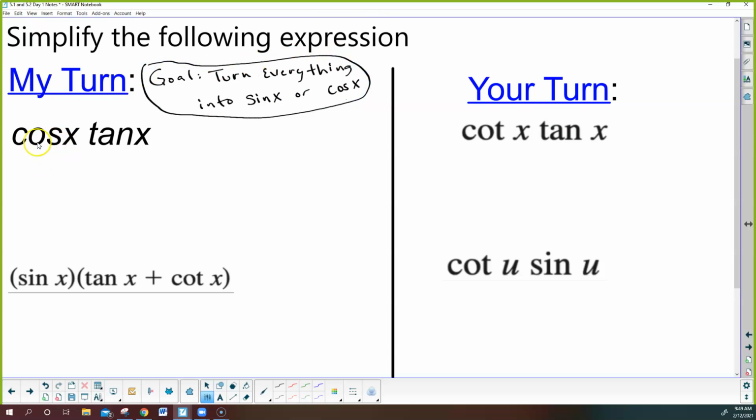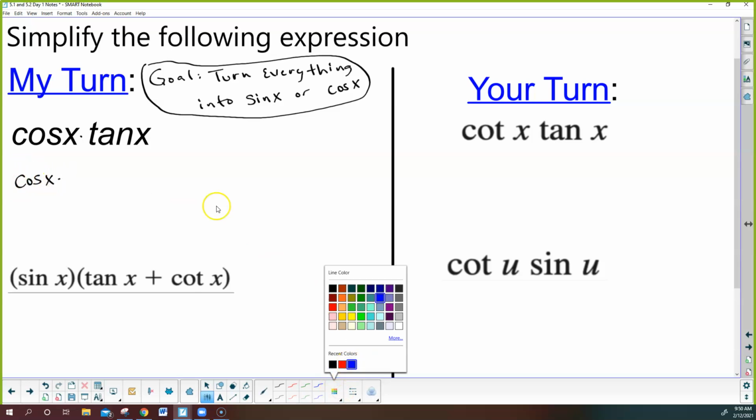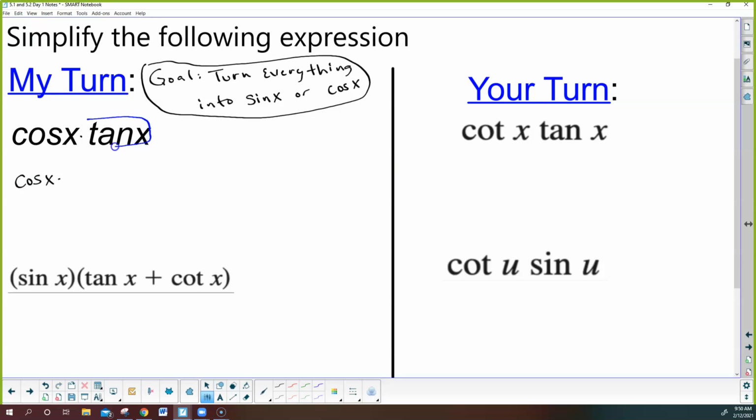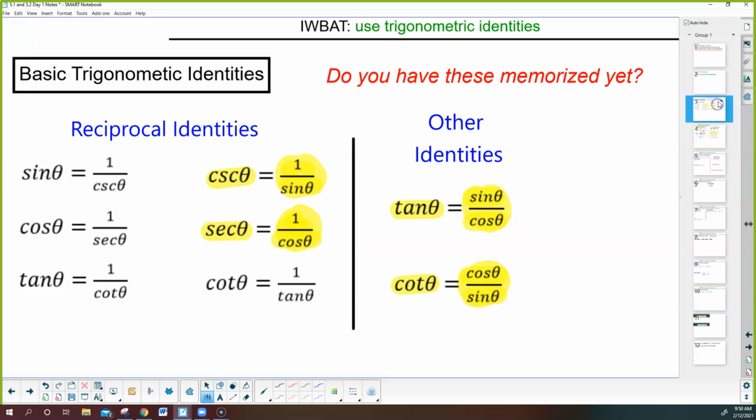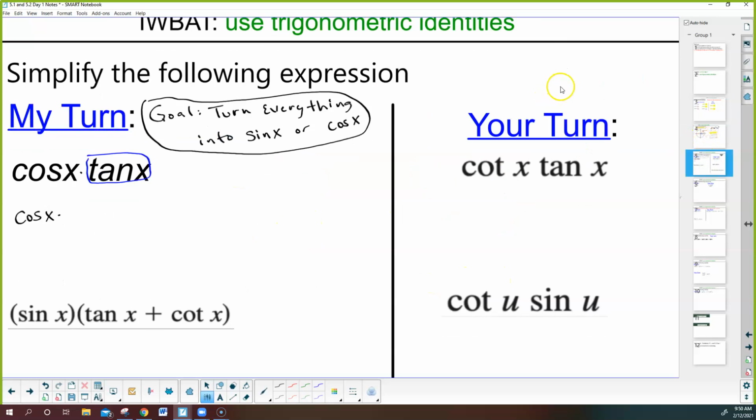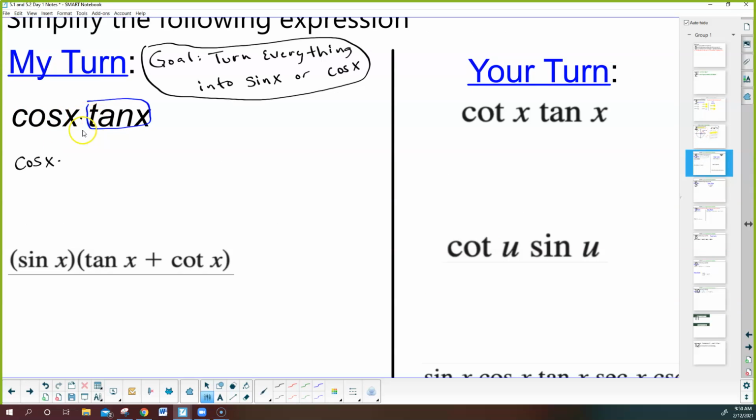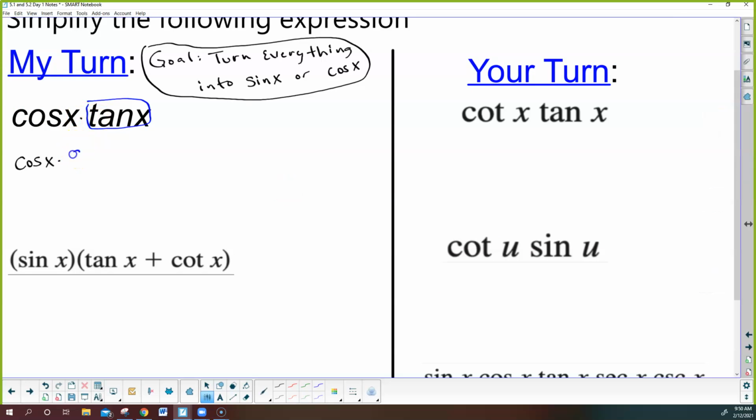All right. Now what do I have? I have cosine times tangent. I'm okay with cosine exactly the way it is. But tangent, all right, well, what am I going to do? I'm going to go back to this page, and I know tangent is the exact same thing as sine over cosine. We introduced that last unit. So I'm going to replace, and that's substitution. Tangent is sine of x over cosine of x.